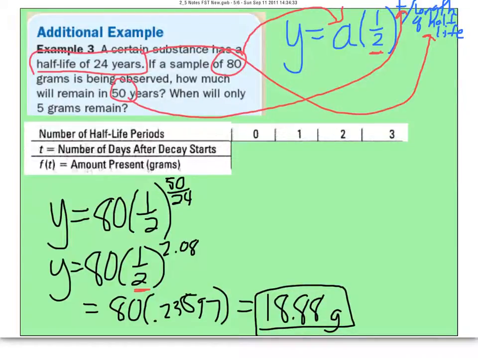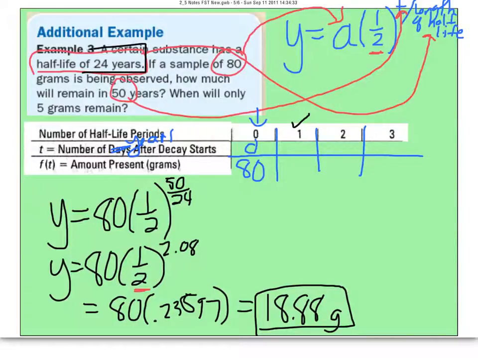Now I want to challenge you to see if that's logical. So let's go ahead and fill in a table on this. The number of half-life periods and the time in days, and we're going to change days to years for our half-life. So here's how it works. At the very inception of the substance, the amount present we know is 80 grams, and the number of years would be 0. So when the very first half-life happens, we know this half-life is 24 years. So 24 years will have gone by. After 24 years, this number of 80 is going to cut in half to 40.